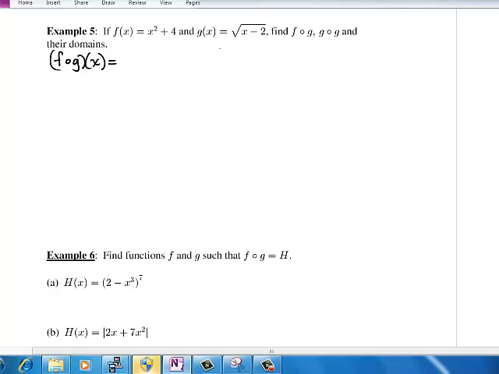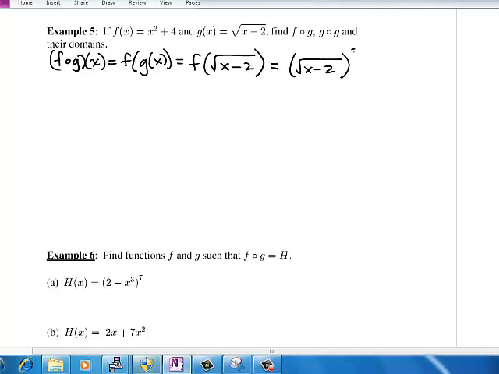So f of x is x squared plus 4, g of x is square root of x minus 2. f circle g, just the formula. First we'll replace g of x with its pattern, which is square root of x minus 2. And then we want to use that square root of x minus 2 as the input for f. So we take that square root group and square it and add 4, which we can rewrite as x minus 2 plus 4, or simply x plus 2.